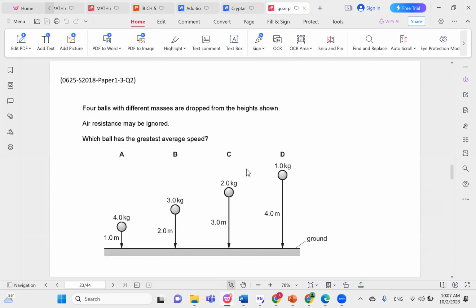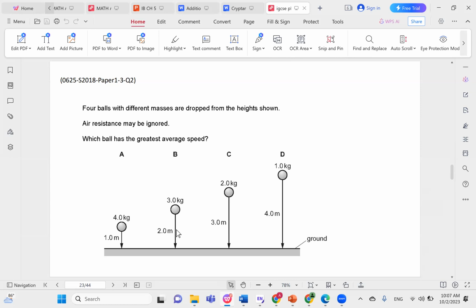We have 4 balls with different masses dropped from different heights. So now they're dropped from different heights. Again, air resistance may be ignored, which means that their accelerations are constant. Which ball has the greatest average speed? So they gave you all these numbers again to confuse you. The masses do not matter. This is something you need to take particular care of. The masses do not matter when something is falling under the effect of gravity.